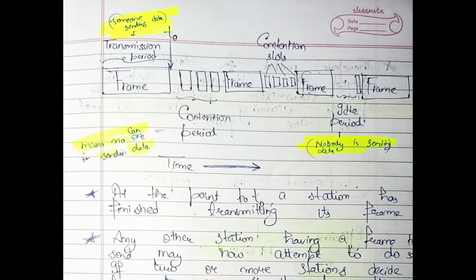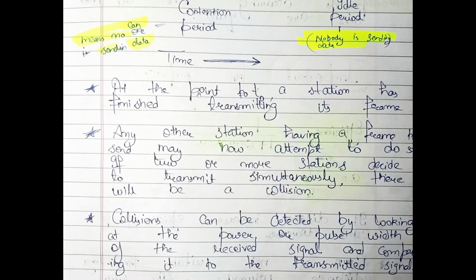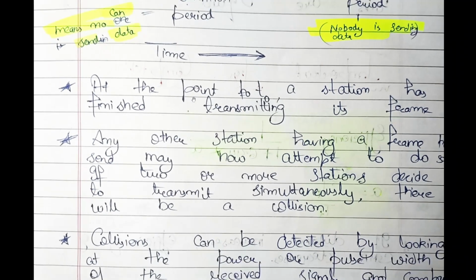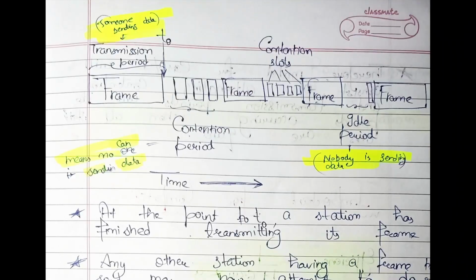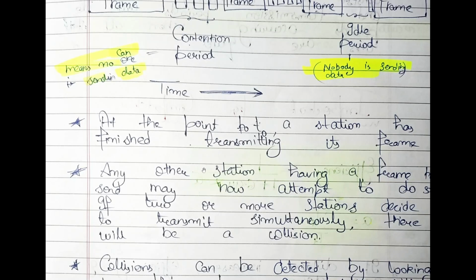Okay, now at the point T0, a station has finished transmitting its frame. As I showed you in the demonstration, at this point this frame has ended. Any other station having a frame to send may now attempt to do so. If two or more stations decide to transmit simultaneously, there will be a collision. Of course, there is going to be a collision.